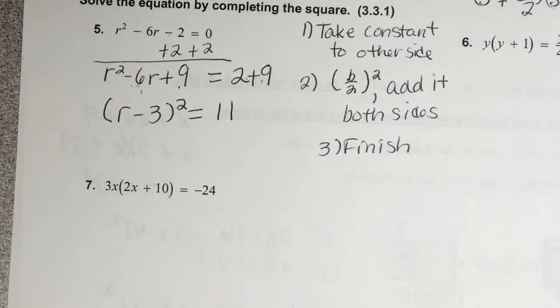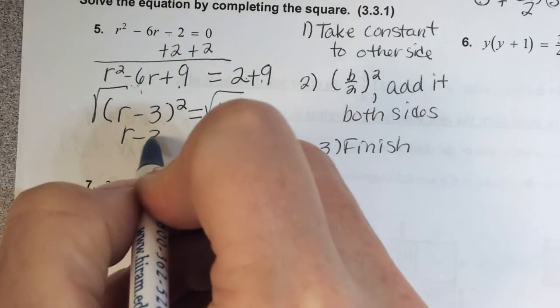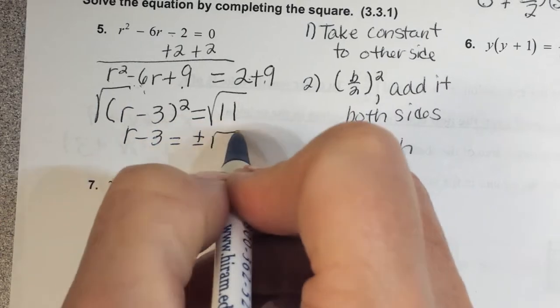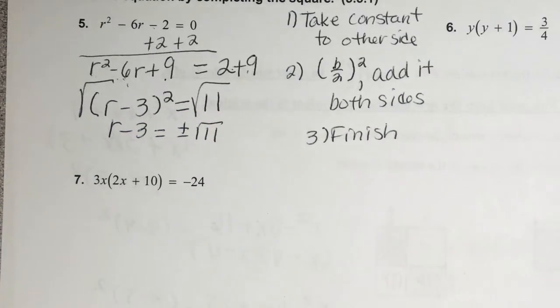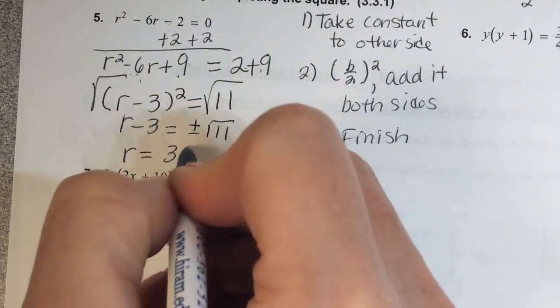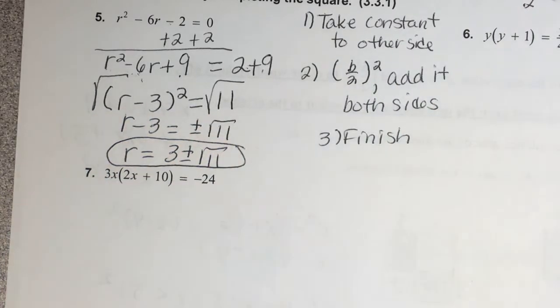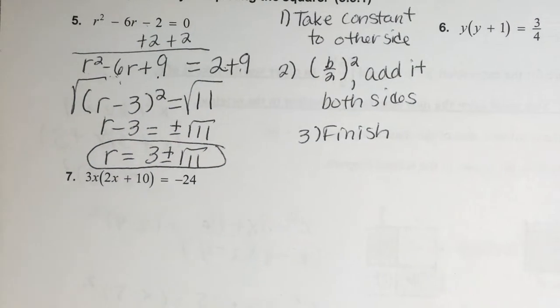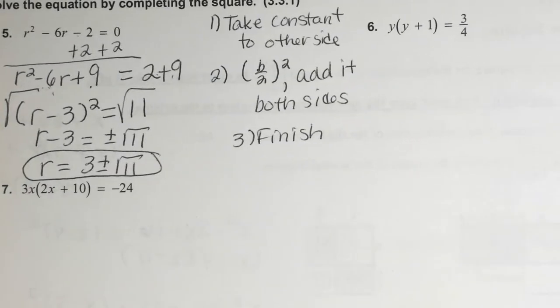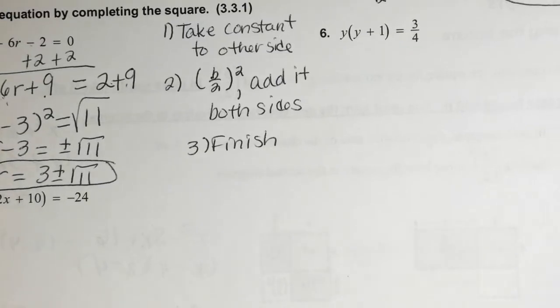What do we do now? Square root both sides. We have r minus 3 equals plus or minus radical 11. How do I finish? Add 3, r equals 3 plus or minus radical 11. You got it? All right, we're building. It's going to get harder. Let's do the next one.